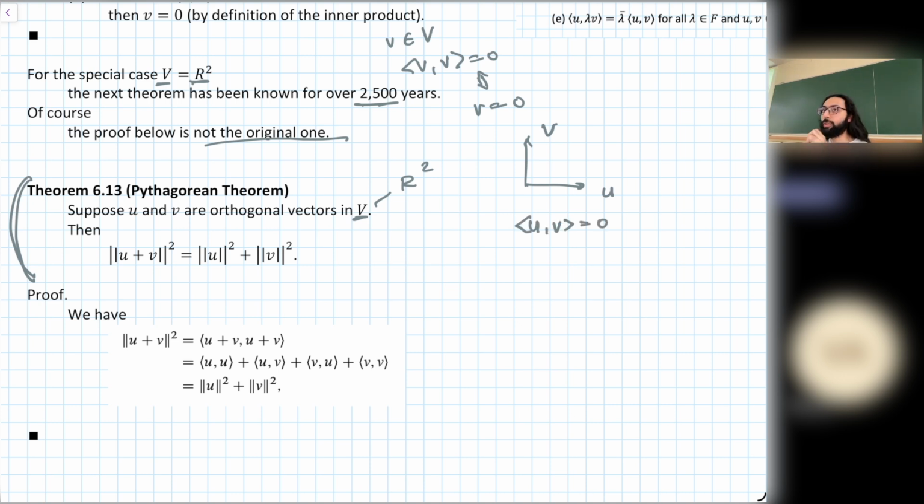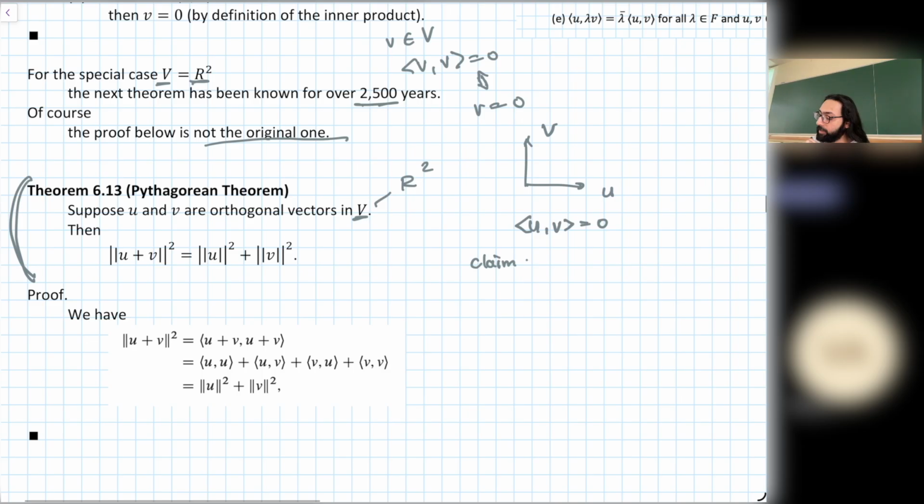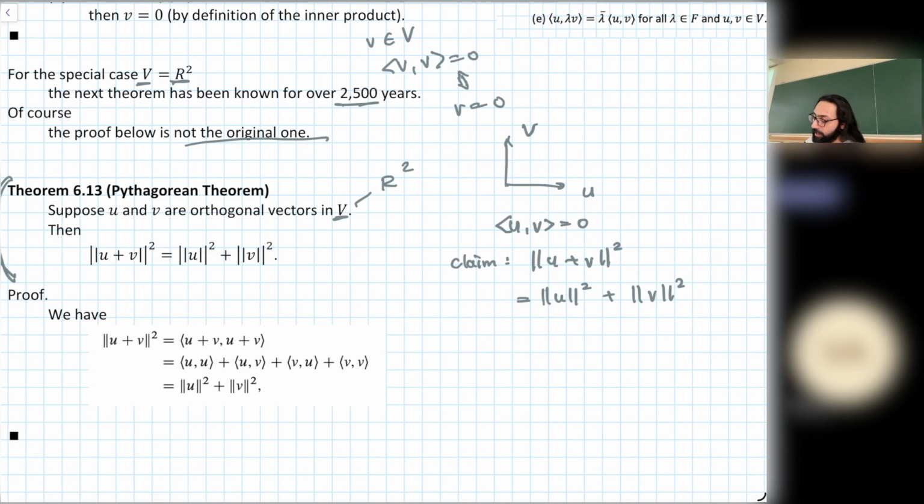Okay, so the inner product of u and v is 0. Okay? So if you're given these two things, then the claim is that the norm of u plus v squared is going to be the norm of u squared plus the norm of v squared. Okay, so let's see how to prove this. It's extremely simple, so it's good to just try to do it directly.